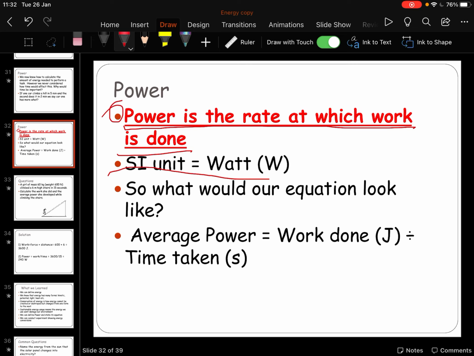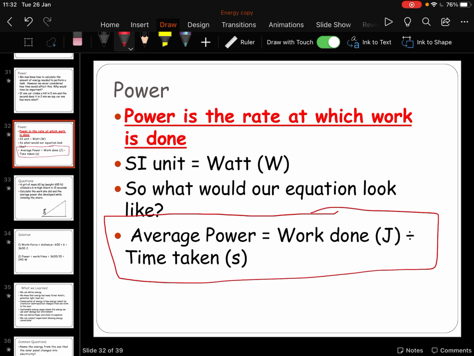The SI unit of power is the watt, the capital W. Take down the first point, take down the second point. And our equation then: power is work done divided by the time taken. So power is the rate at which work is done. The SI unit is the watt, and the average power is work done divided by the time taken. Now, the good news, because it's physics, this can be given as your definition, because that's the same thing. The rate at which work is done, power is work done divided by time. So you can either give the bit in red at the top, or you can give the equation at the bottom. Both mean the same thing.